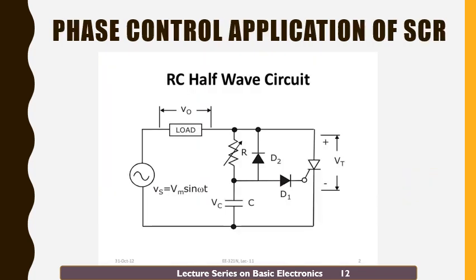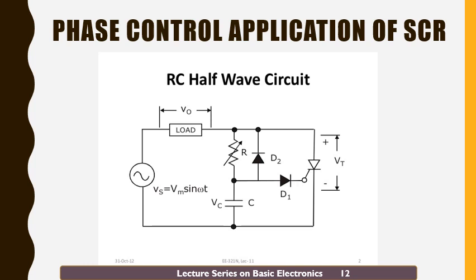Okay. So this is the application of SCR. An application of SCR is the RC half wave circuit. In this RC half wave circuit, we have a transformer with Vs equal to Vm sin omega t, and I use a resistor and a capacitor. I use two diodes, D1 and D2, and this is the SCR that is connected. The voltage across the SCR is VT, and the voltage across the load is V0.